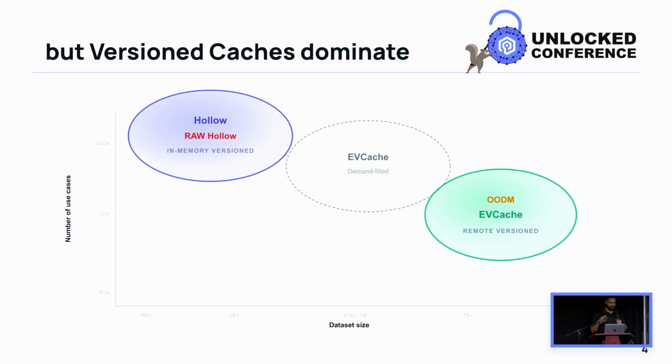If you map our caching use cases by count and by data volume, versioned caching dominates at Netflix. On the left, in the gigabyte range, we have two technologies, Hollow and Raw Hollow, that serve hundreds of use cases entirely in memory, versioned. In the middle, we have demand-filled EVCache, and on the right, in the terabyte to petabyte range, you have OODM and the largest Axion-style EVCache deployments, which are versioned caches just remotely. Two of the three regions are versioned, including the one with the most use cases and the one with the largest dataset volume. And that's the story.